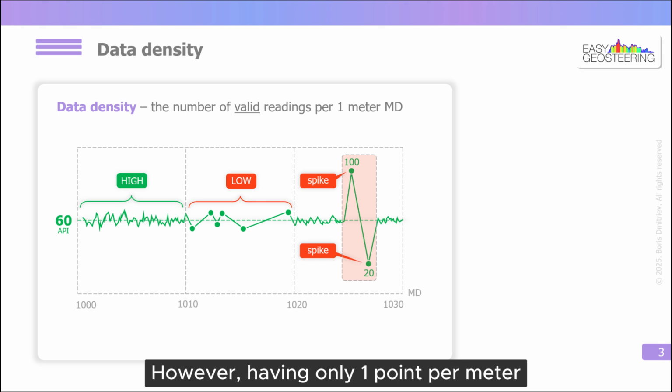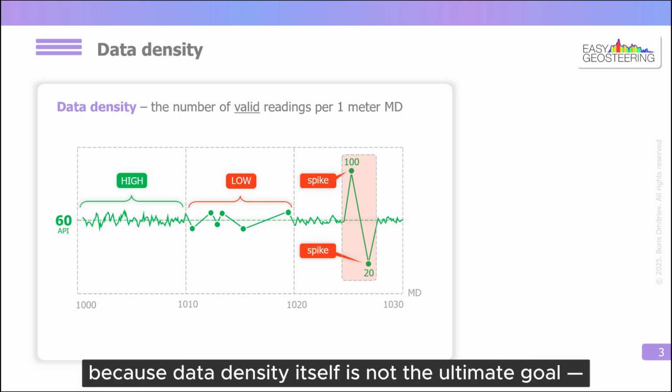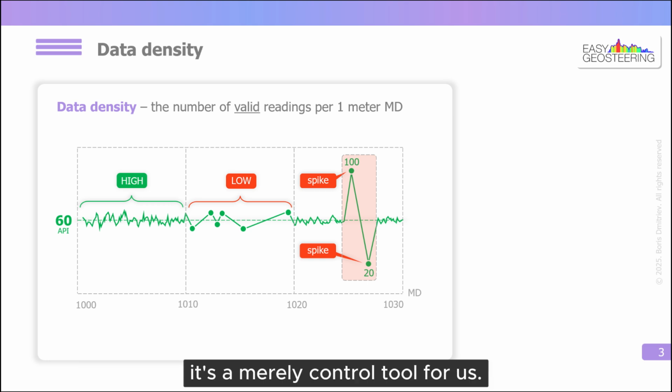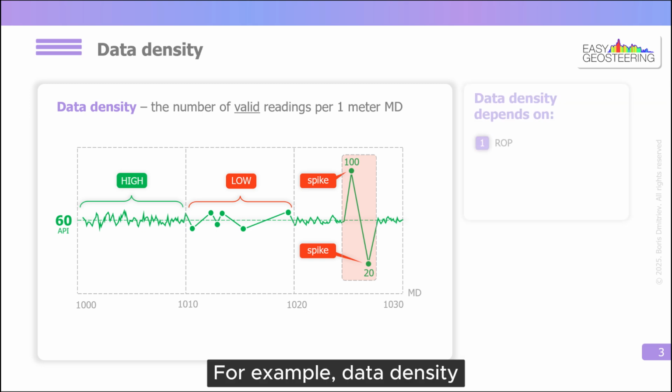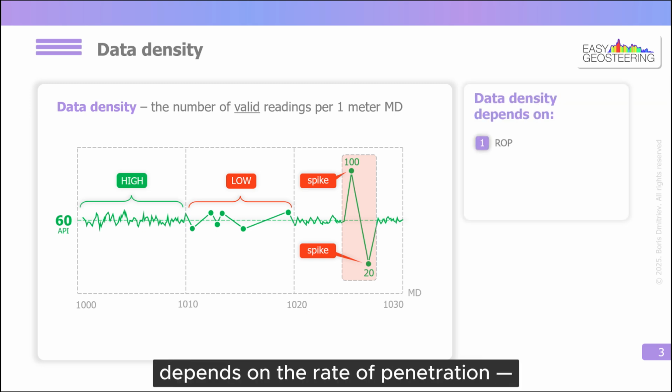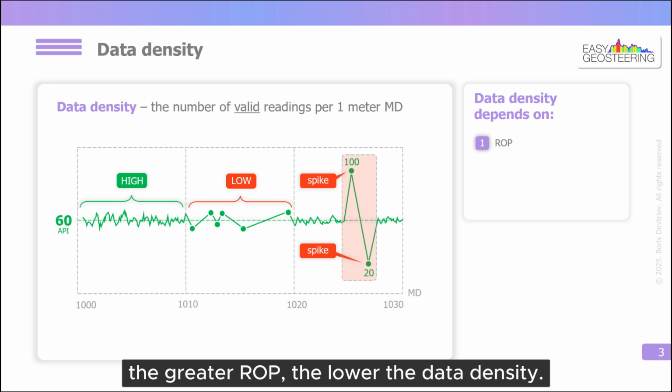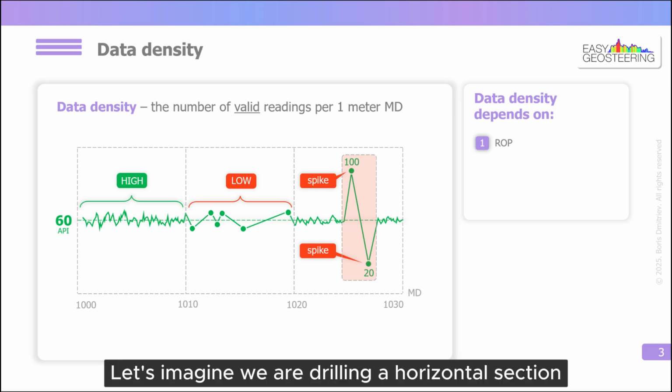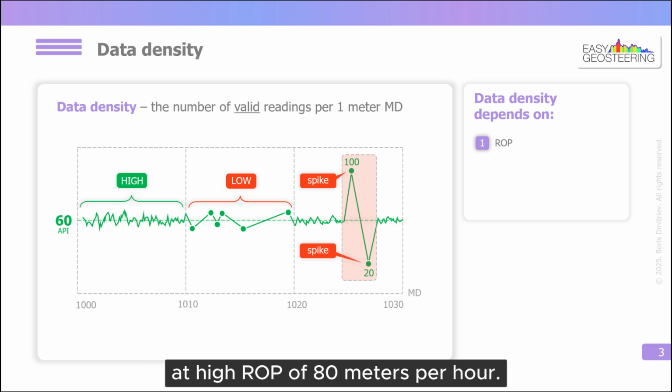However, having only 1 point per meter doesn't always mean bad data, because data density itself is not the ultimate goal, it's merely a control tool for us. For example, data density depends on the rate of penetration. The greater ROP, the lower the data density. Let's imagine we are drilling a horizontal section at high ROP of 80 meters per hour.